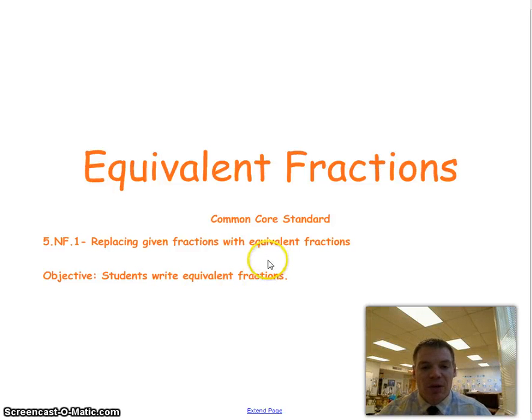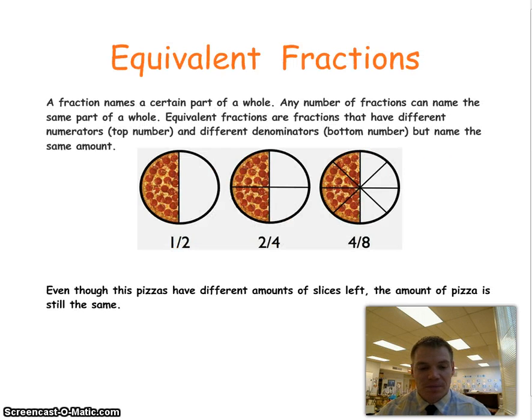Alright, today we're going to be talking about equivalent fractions. The Common Core standard we're looking at today is 5.NF.1, replacing given fractions with equivalent fractions. And the objective is students will be able to write equivalent fractions.